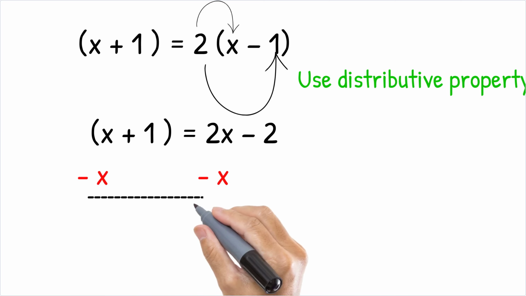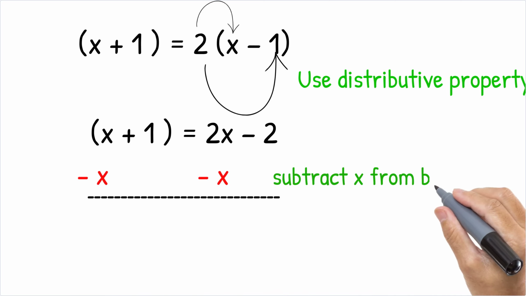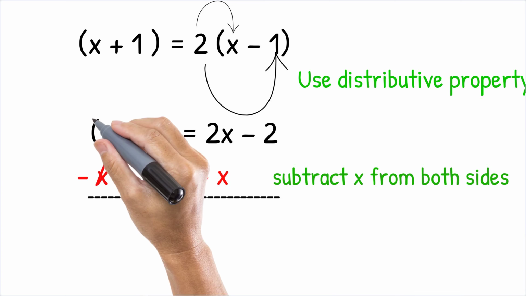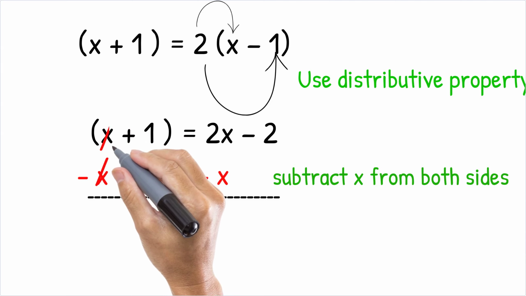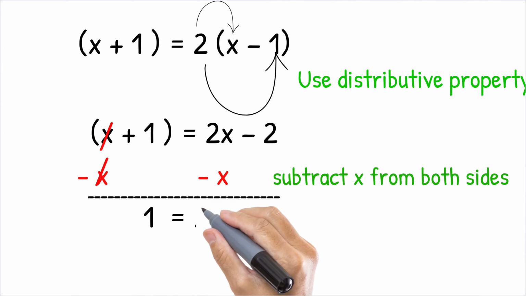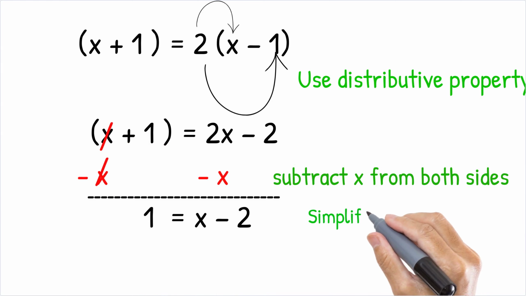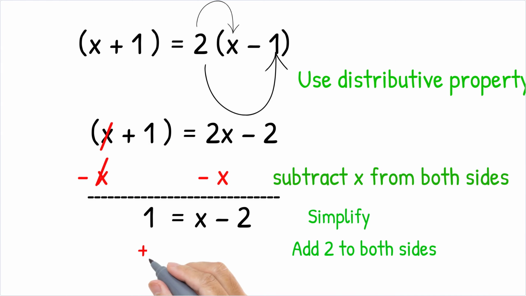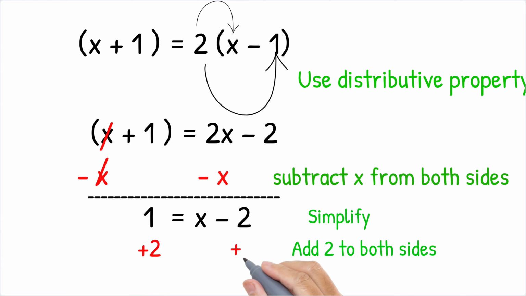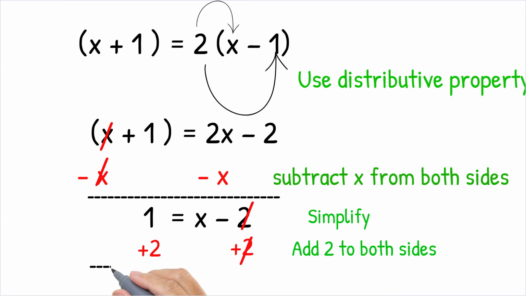Subtract x from both sides. Plus x and minus x cancel. The equation will be 1 equals x minus 2. Now, add 2 to both sides. Plus 2 and minus 2 cancel. The solution is x equals 3.